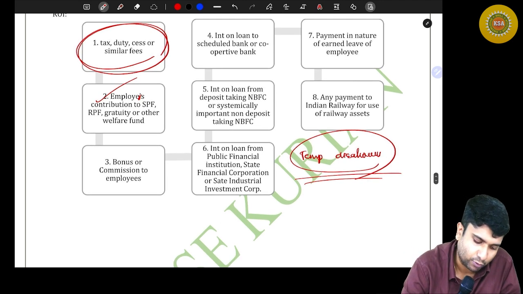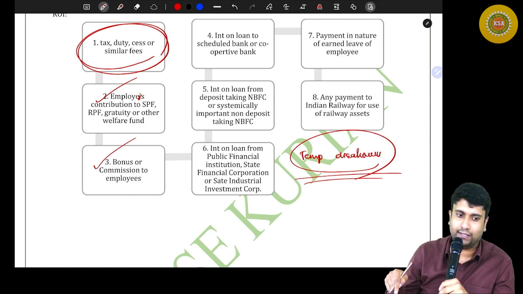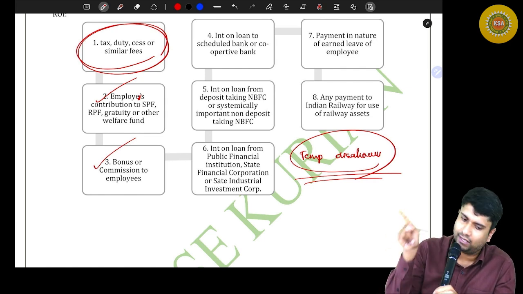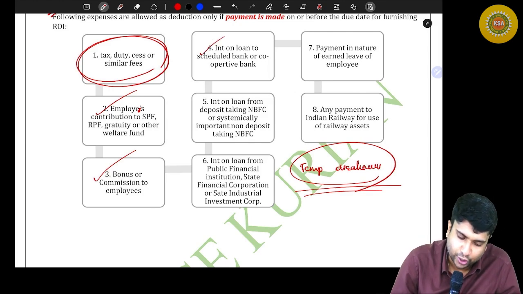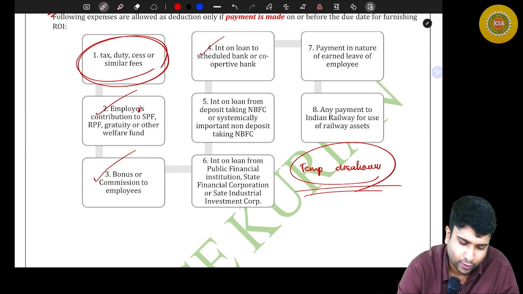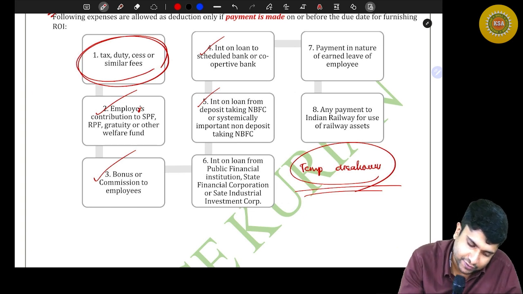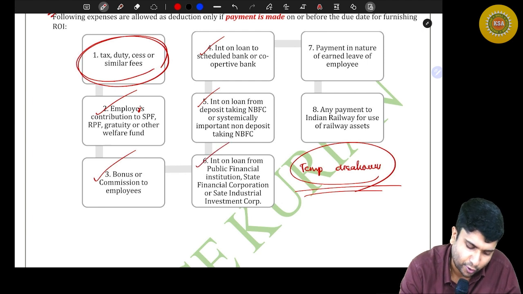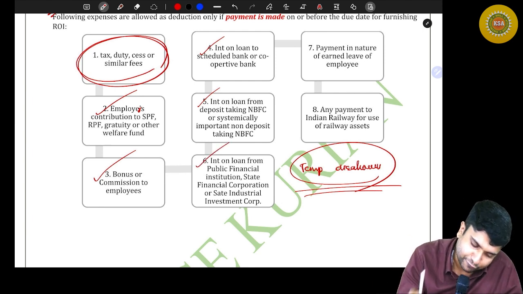Can you read the third one? To the employees. That we have already said. Bonus or commission is allowed as a deduction only on actual payment basis. What is item number 4? Interest on loan to scheduled bank or cooperative bank. What is item number 5? Interest on loan from deposit taking NBFC or systematically important non-deposit taking NBFC. What is point number 6? Interest on loan from public financial institution, state financial corporation or state industrial investment corporation.